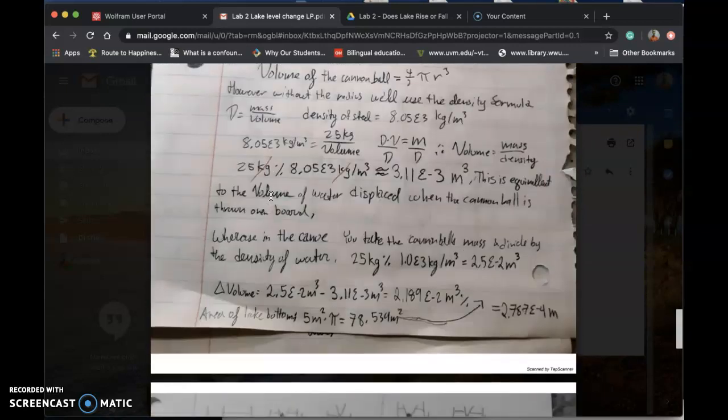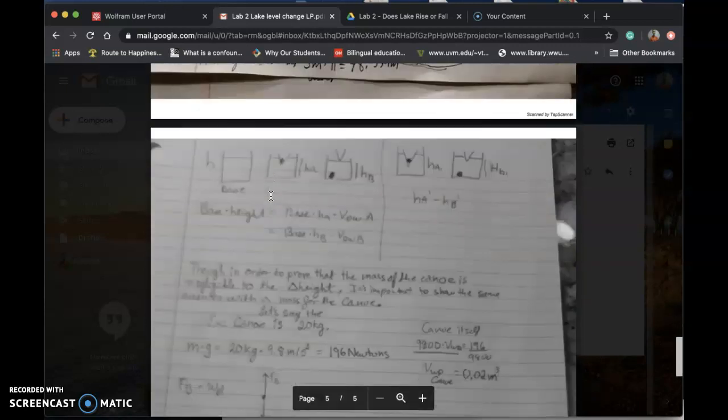We find through a difference in volume there to be 2.189 E minus 2 meters cubed. And if we take that divided by the area of the lake bottom, 5 meters squared times pi, we get 2.787 E minus 4 meters, which is the change in height.